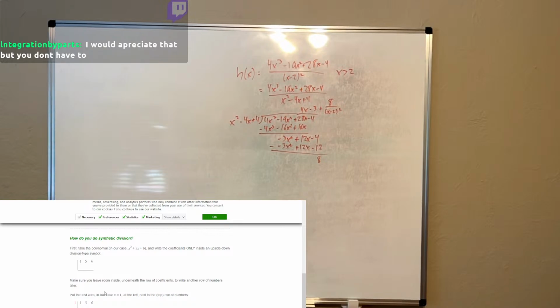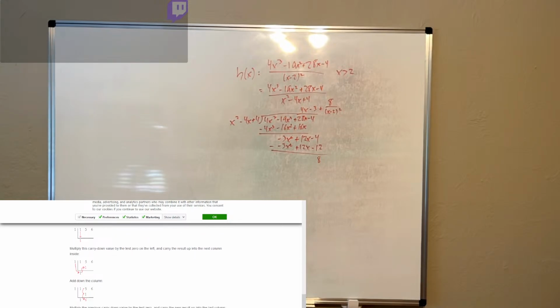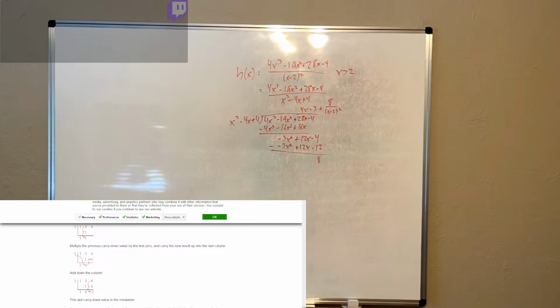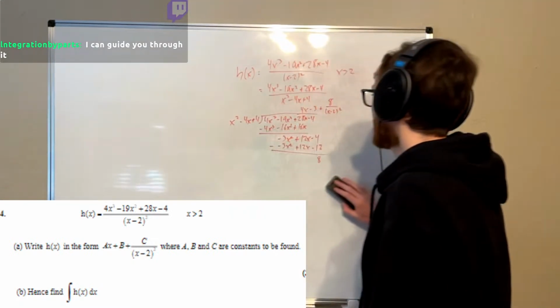Okay, so there's already a tricky bit when x equals 1. You have to flip the sign. You take it down, multiply it by that, and you add down the column. The last carry down is the remainder. Guide you through it? Okay. So let's erase this. We should get the same answer.